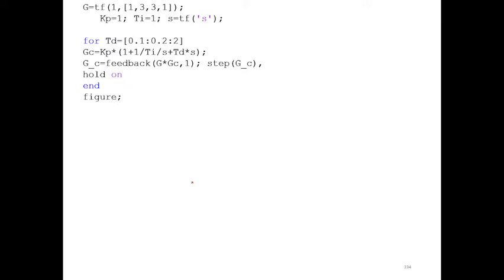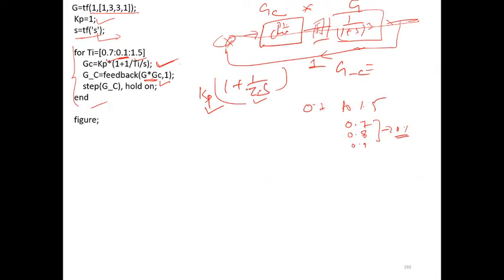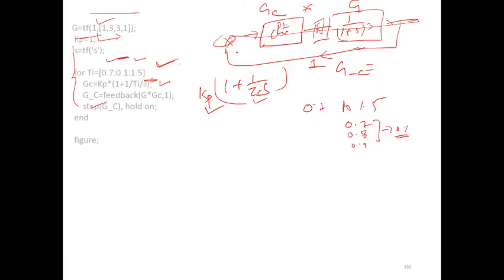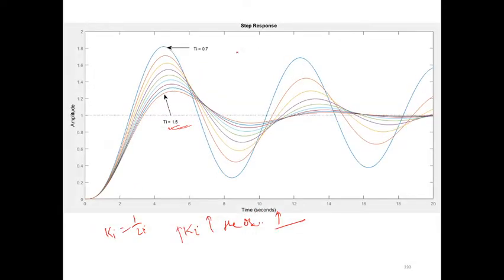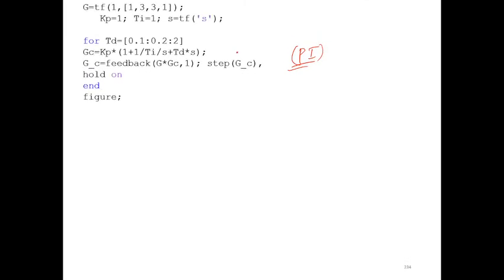Now I'm coming to the PID. We have seen the PI controller response. So first we fixed a value for the proportional controller, then we chose the value of integral Ki, the tau I value, okay. Let's say we have chosen Kp equals 1, tau I equals 1, and the transfer function of the system is like this. Now we are varying the value of tau D from 0.1 to 2, with a step change of 0.2.